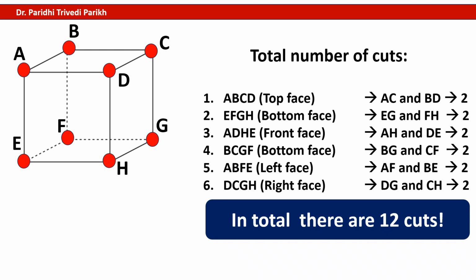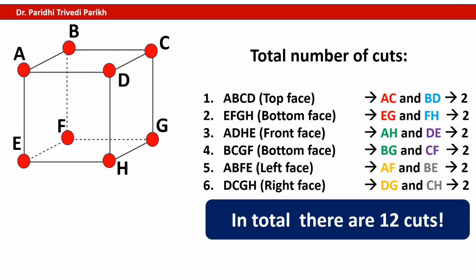Now, when we talk about the faces and we count, AC, BD are 2 cuts, EG, FH are 2 cuts. Likewise, we get 12 total cuts that we can make. But if you notice, if I cut along AC and my knife comes down, it ends in EG. So AC and EG have the same effect. They have a merged output. If I cut along AC or along EG, both will have the same effect.